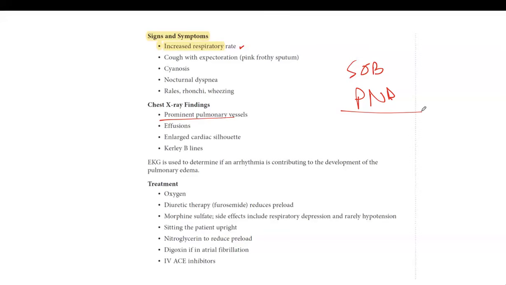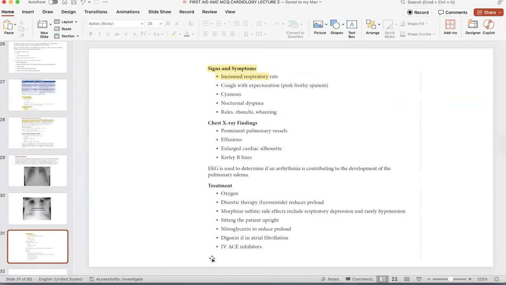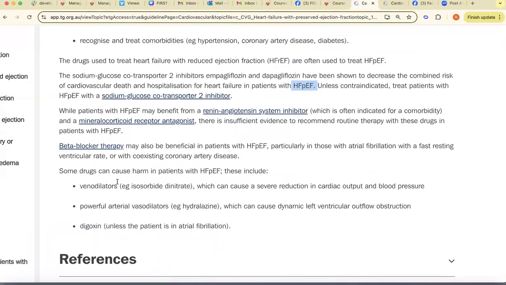What do you do next? So pulmonary edema patient, your initial test should be a chest X-ray, which will give you the proper diagnosis. And you should also do an ECG as well. What will you do as part of treating a pulmonary edema patient? What is the first thing that we do, guys, in a pulmonary edema patient? Tell me.